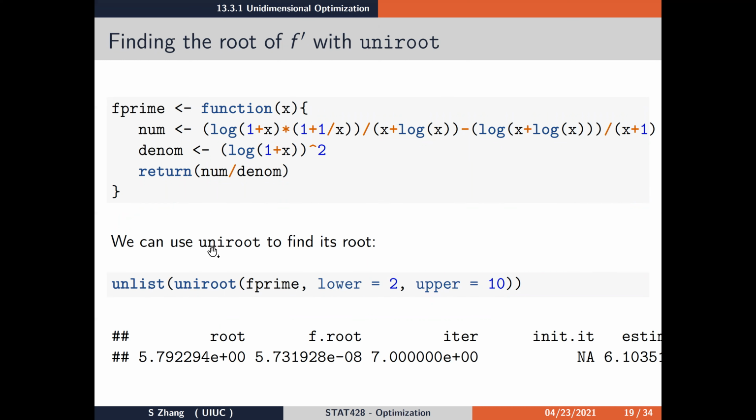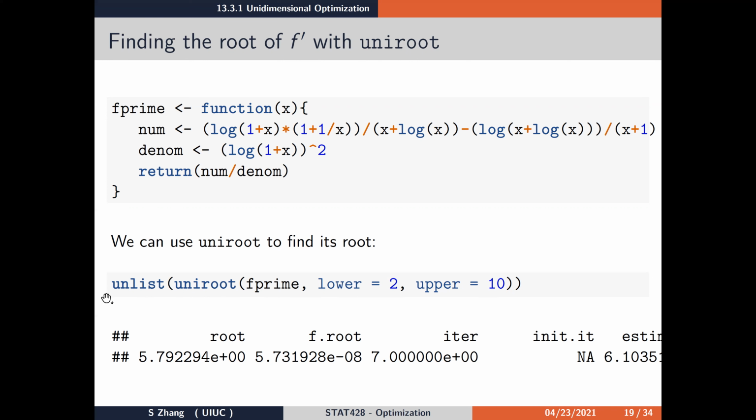For example, we can use uniroot to find its root. So we can do uniroot of f prime, where the lower bound is 2 and the upper bound is 10. I'm using unlist here so it can be printed horizontally instead of vertically. Otherwise, it will overflow the screen. We can see that in the output, it gives us a root around 5.79. The f prime function, which is the derivative function evaluated here, is close to 0. And it took 7 iterations.